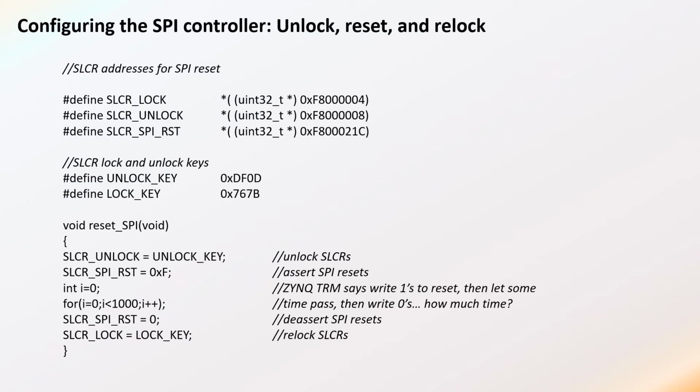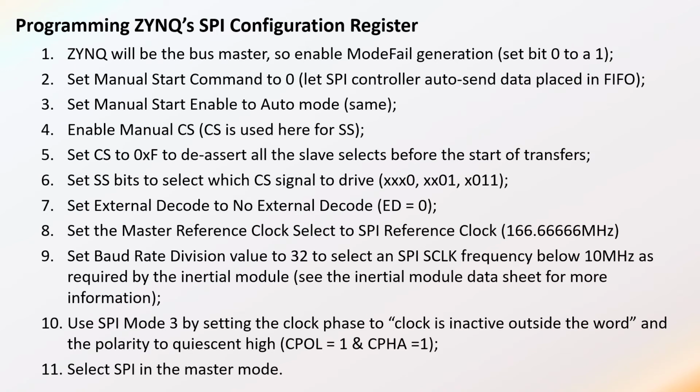So that code works, and you can use that to unlock the SPI controller and then to relock it when you're done. Okay, to configure the SPI controller, these 11 points pretty much talk about the 11 bit fields in the control register. If you go back and look at all the fields in the control register, you'll see that these are the 11 fields. And I'm just showing you here how you can set them to set up the SPI controller appropriately for this project and for just about any project.